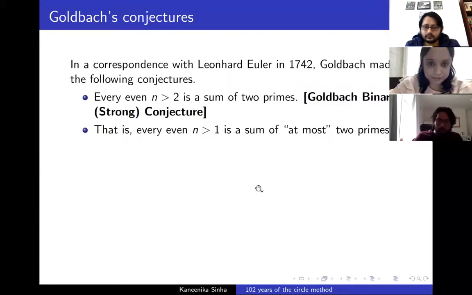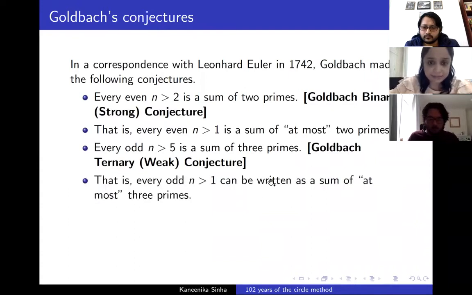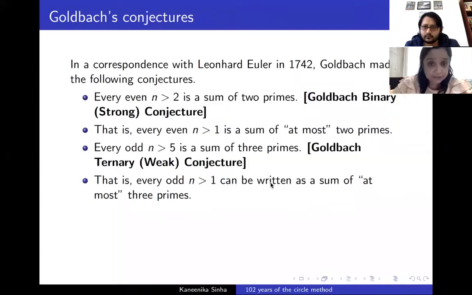Since there is a strong conjecture, there is a weak conjecture lurking around. The weak conjecture, or the ternary conjecture of Goldbach, is that every odd n greater than 5 is a sum of 3 primes. Again, this can be restated in a slightly different way: every odd n greater than 1, which includes n equal to 3 and 5 as well, can be written as a sum of at most 3 primes. Right, 3 and 5 are primes, so they are a sum of at most 3 primes.